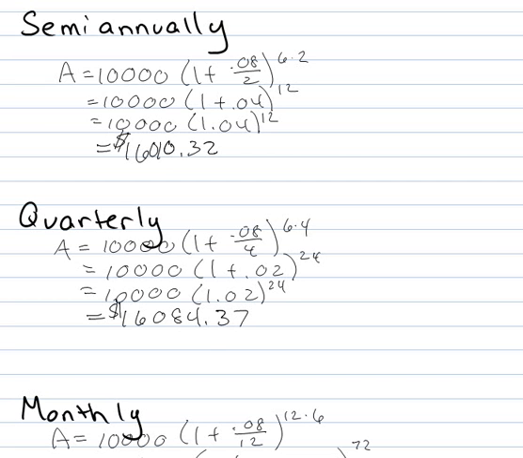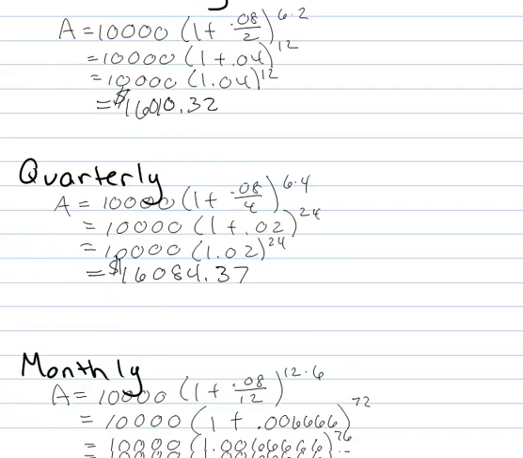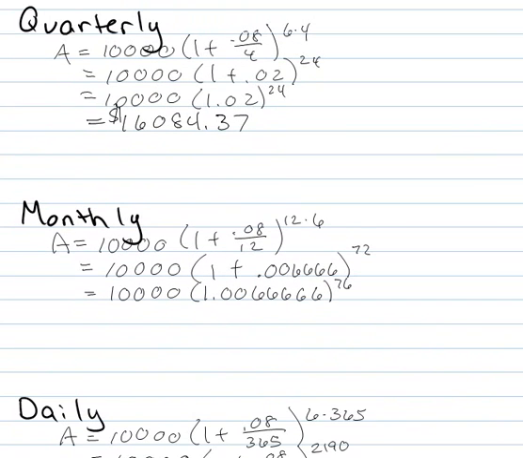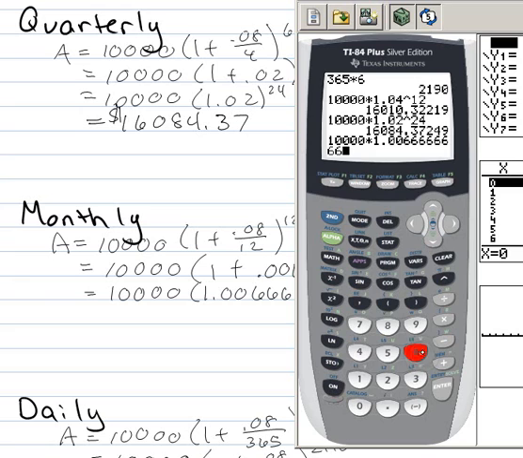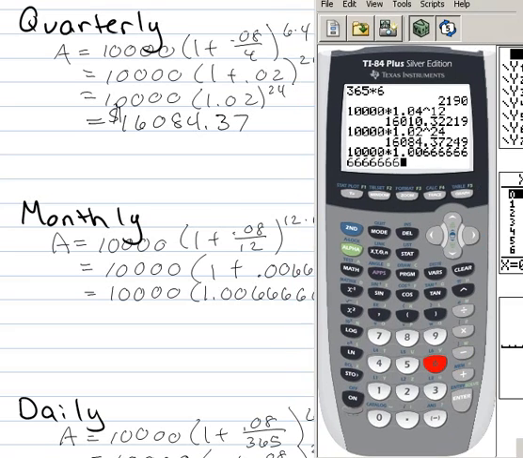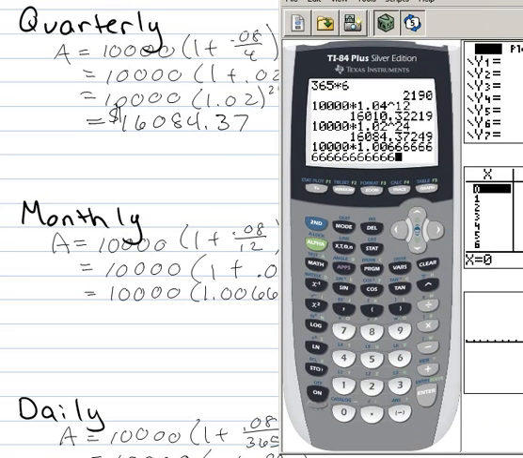Like there's 16,010, 16,084, so quarterly is a big deal, right? So this is the way you could do this one. 10,000 times 1.00, and I'm going to do just like a bunch of sixes because I know it's a repeating decimal.